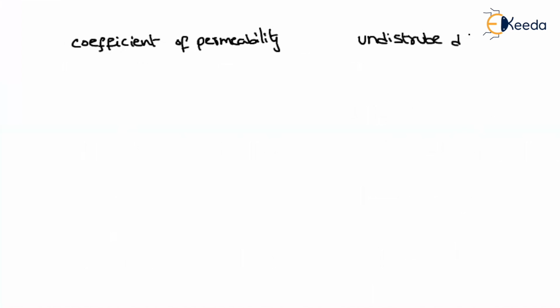Other than this, for whatever other parameter, we will go only for the undisturbed samples, like the coefficient of permeability. If your soil structure changes, then your permeability also changes. That's why here we have to go for the undisturbed sample.